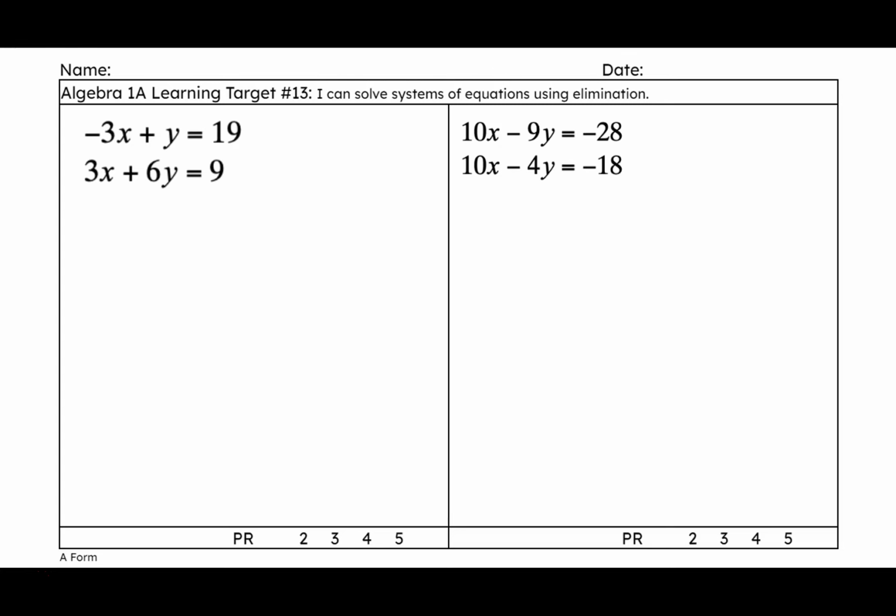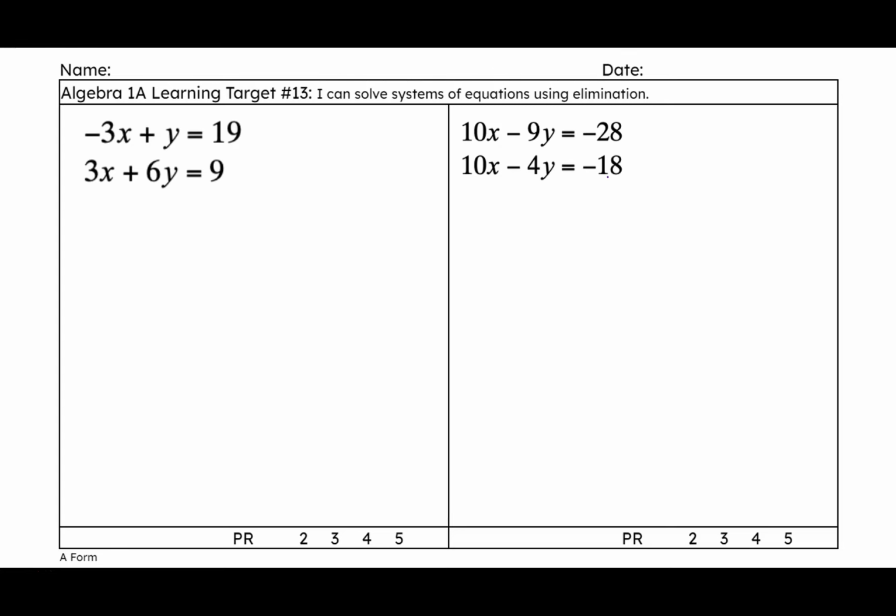For elimination to work, you need to have all of the like terms stacked on top of each other: x's, y's, equal signs, and constants. Now you could have y's, then x's, then equal signs, constants. That's fine too. But this is different than substitution because we had y equals. At least one y equals will do, but in this case, we don't have any y equals.